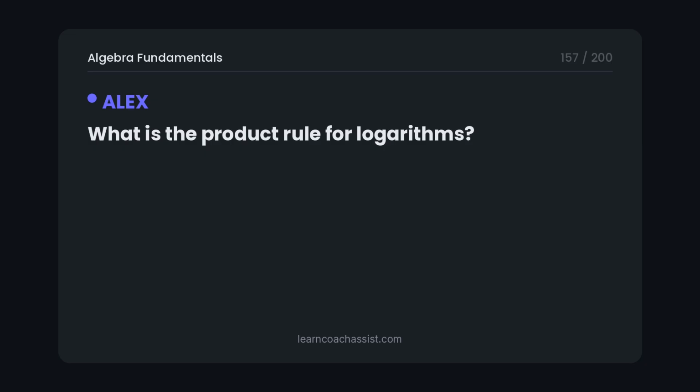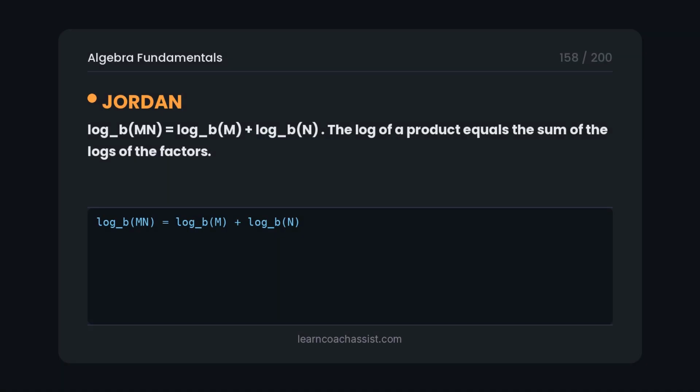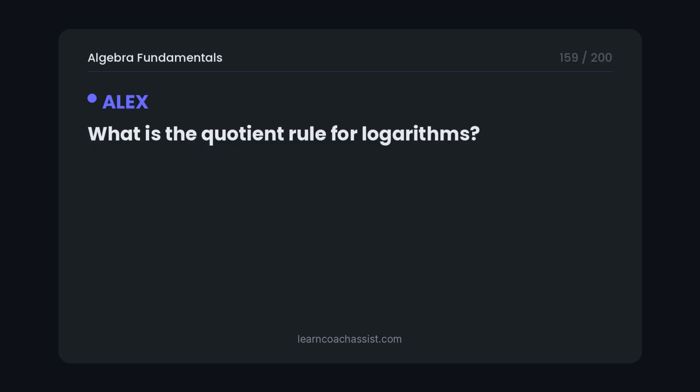What is the product rule for logarithms? log_b(mn) equals log_b(m) plus log_b(n). The log of a product equals the sum of the logs of the factors. What is the quotient rule for logarithms?